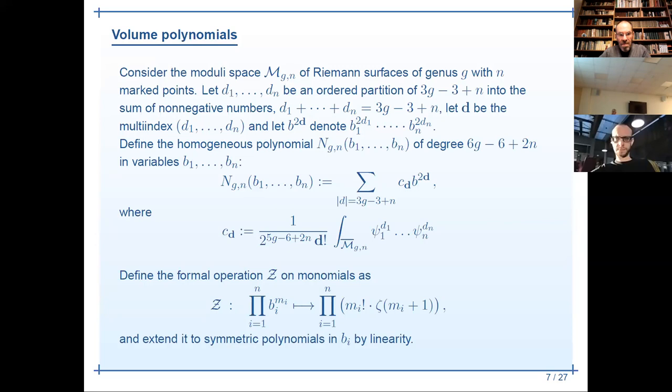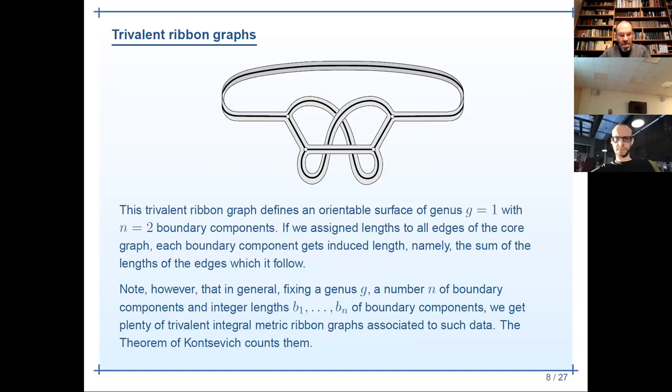And then you take the product over i equals one, two, and so on. So you get a number. To every monomial, we associate a number. And then we can extend this linearly to symmetric polynomials in these variables b_i. So to every homogeneous polynomial, we can associate a number. Okay. So I prepared my polynomial, my generating function, to solve the following problem.